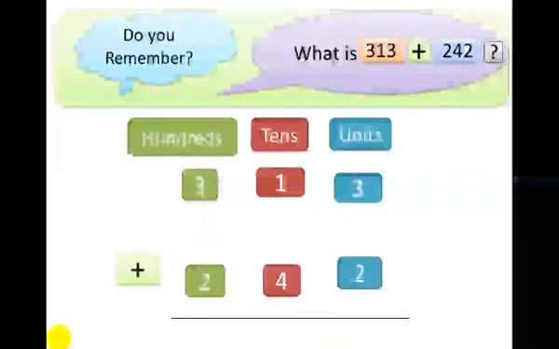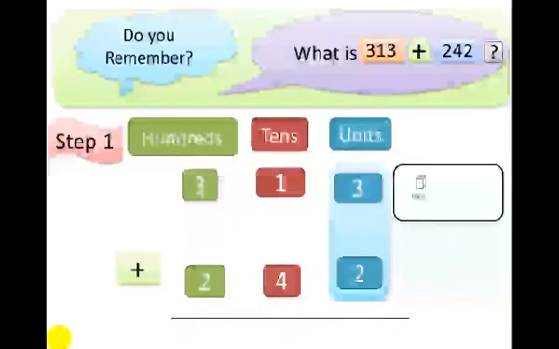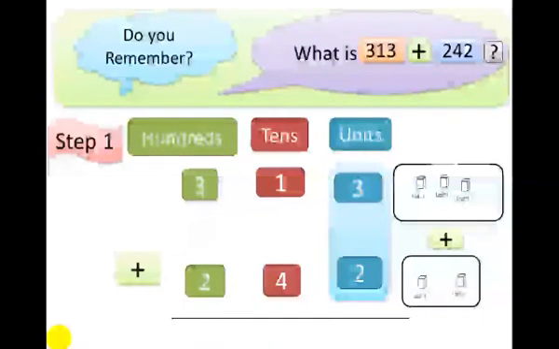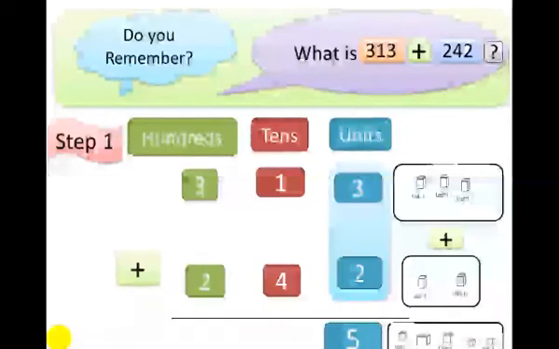To solve this, we move from the right side of the place value table to the left side. Firstly, we add the digits in the unit side. 3 units plus 2 units. 1 unit, 2 units, 3 units, plus 2 units. 1 unit, 2 units, 3 units, 4 units, 5 units. 3 units plus 2 units equals 5 units.